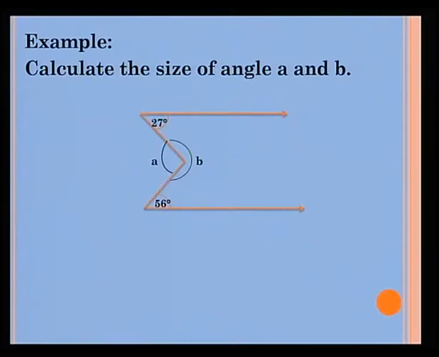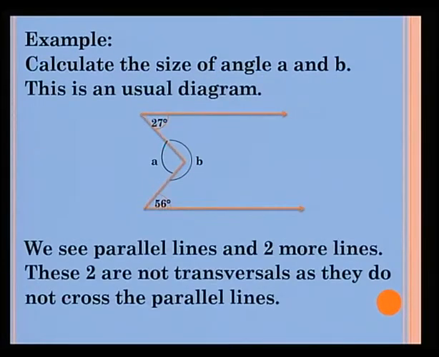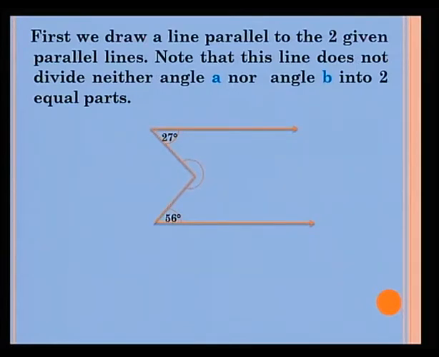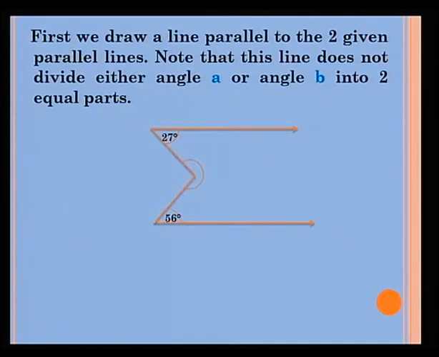Now we need to calculate the value of A and B. This is an unusual diagram. We see parallel lines and two more lines. These two are not transversals, as they do not cross the parallel lines. So how are we going to solve this question? First, we draw a line parallel to the two given parallel lines. Note that this line does not divide either angle A or angle B into two equal parts.